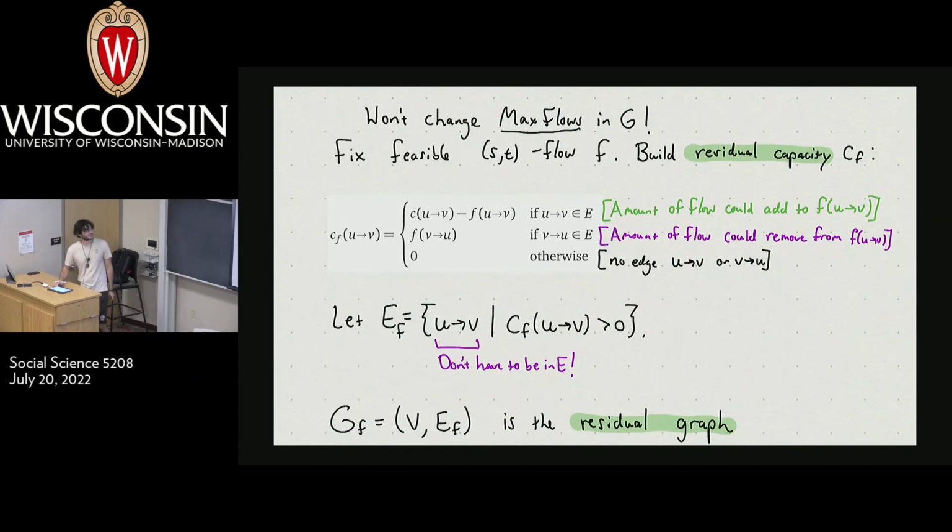So this is why it's useful. So we're going to fix a flow, F, and we're going to build something called the residual capacity, CF. Here's the formula. So CF of an edge is going to be the capacity of the edge minus the flow on that edge, if that edge is in the graph. So you could interpret this as the amount of flow you could add to that edge without breaking the capacity constraints.